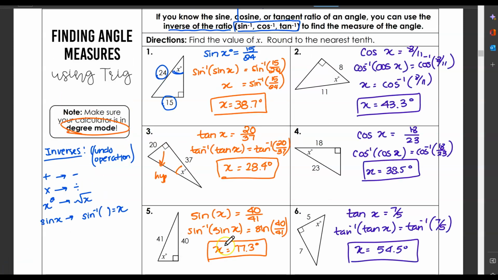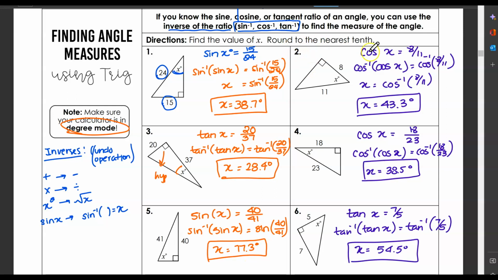All right, so hopefully you were able to follow along here. For number 5, sine of x is the best trig ratio to use just because we're looking at opposite over hypotenuse. So we're going to take the inverse sine of both sides and we get x is equal to 77.3 degrees.